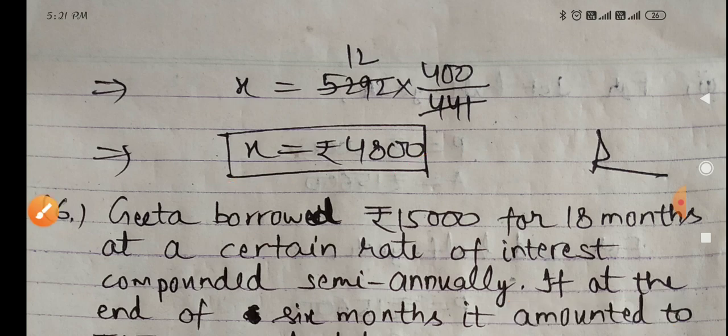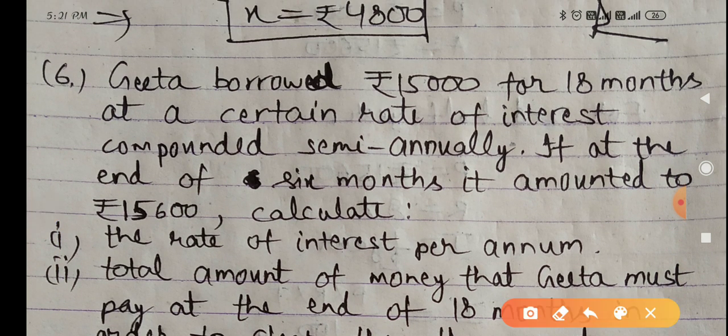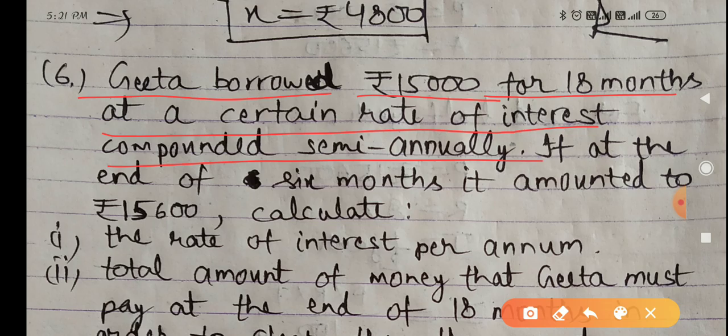So now question number 6 you can see. Geeta borrowed rupees 15,000 for 18 months at a certain rate of interest compounded semi-annually. Semi-annually means half yearly, I told you. So this time compound interest will be calculated after each half year, not after 1 year, after each half year.